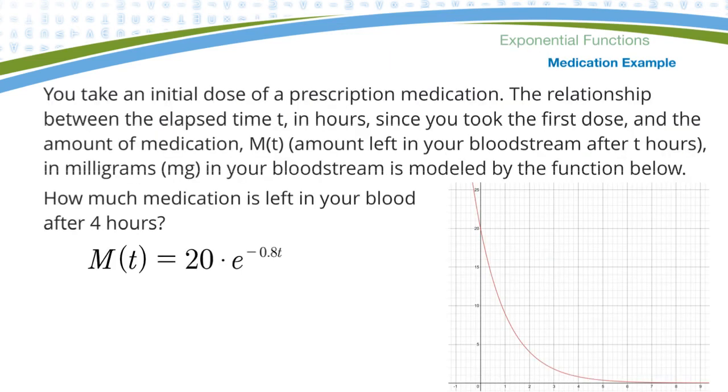Here's a good example of a function where they're using the number e. So you take some medication, and over time, the amount of that medication in your blood decreases. And it decreases in an exponential way according to this function here. So M of t is how much you have in your blood at a specific time. t is the time elapsed since you took the medication. So this question says, how much medication is left in your blood after 4 hours?